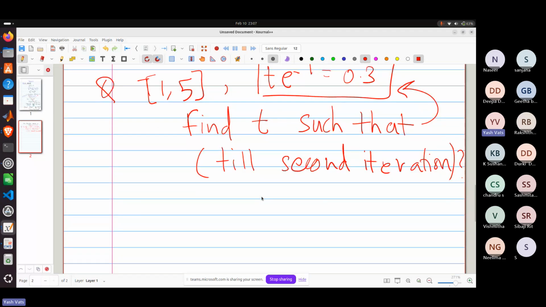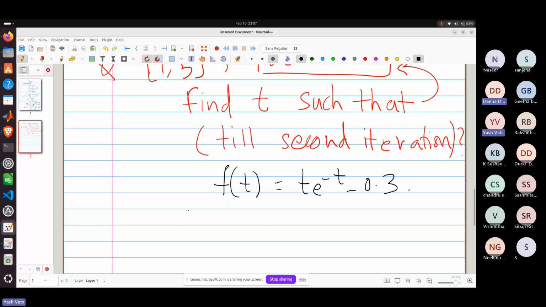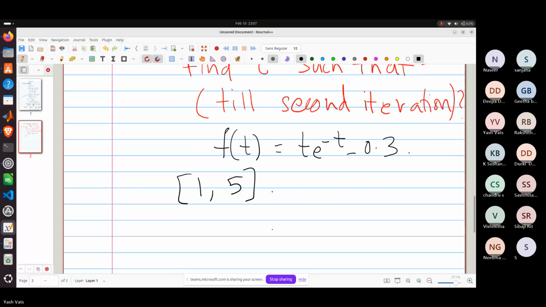Can you see the screen? Yes. Okay, so how do you start? You're just going to check the value of f at 1. What is your f, by the way, here? So f of t is t e raised to minus t minus 0.3. So this f is this, and you have to check, and your interval is 1 to 5, right? So what is f1? f1 is coming positive, 0.0679, which is positive. Yes, sir.